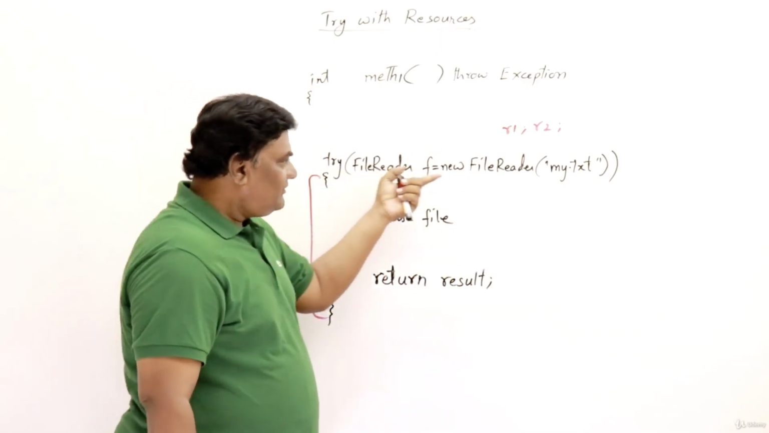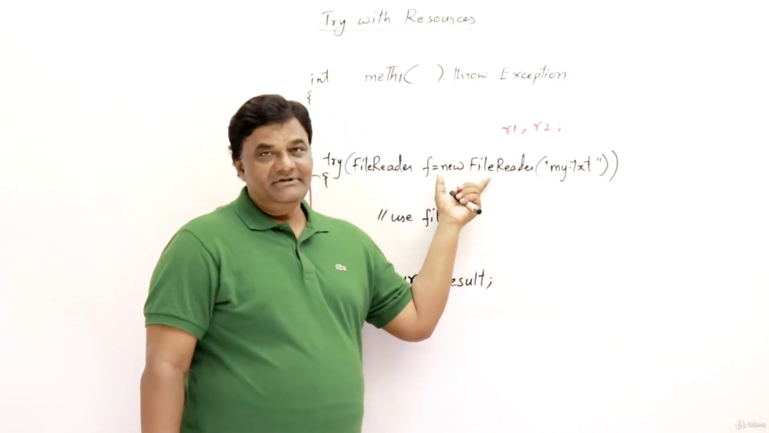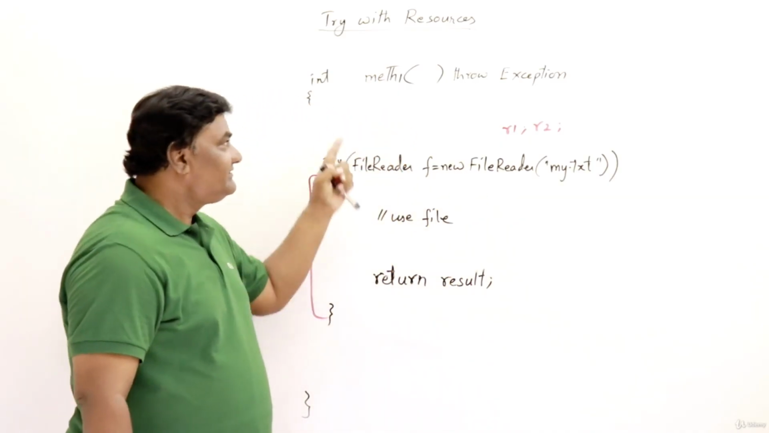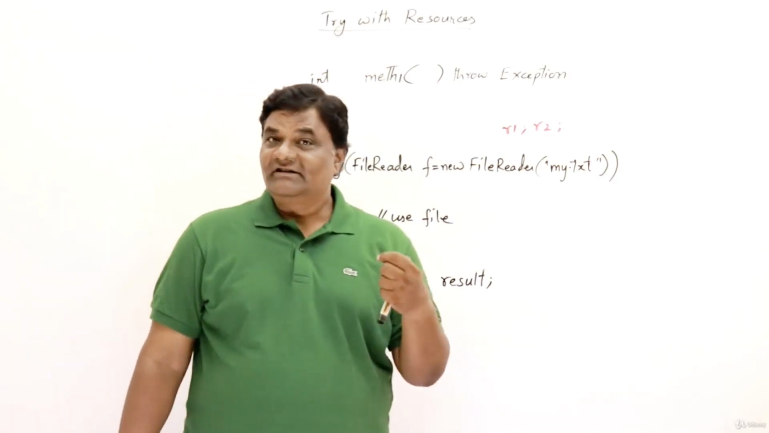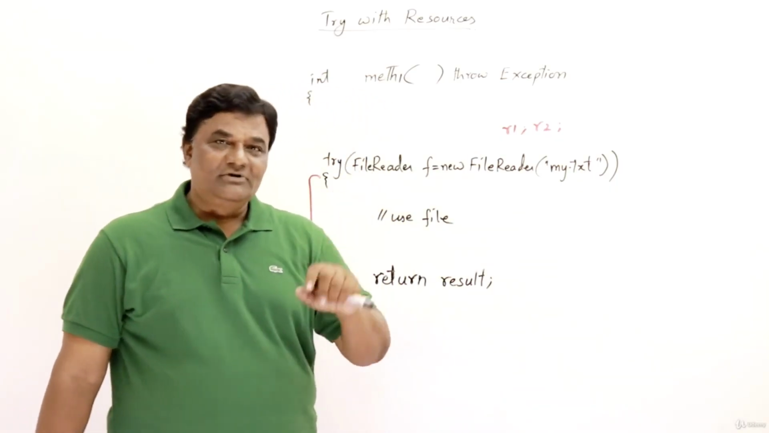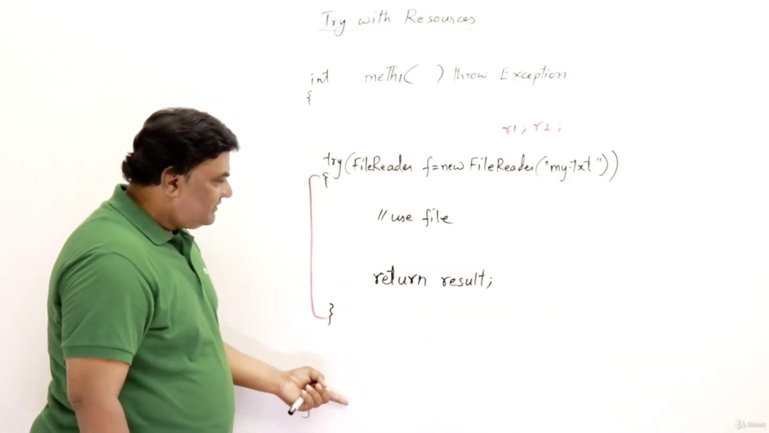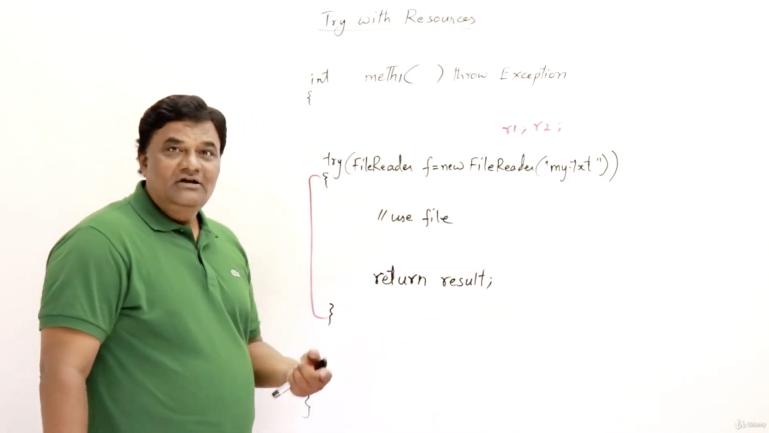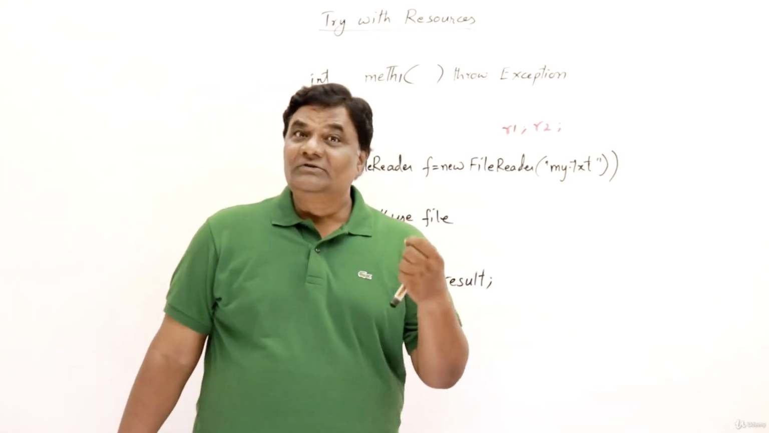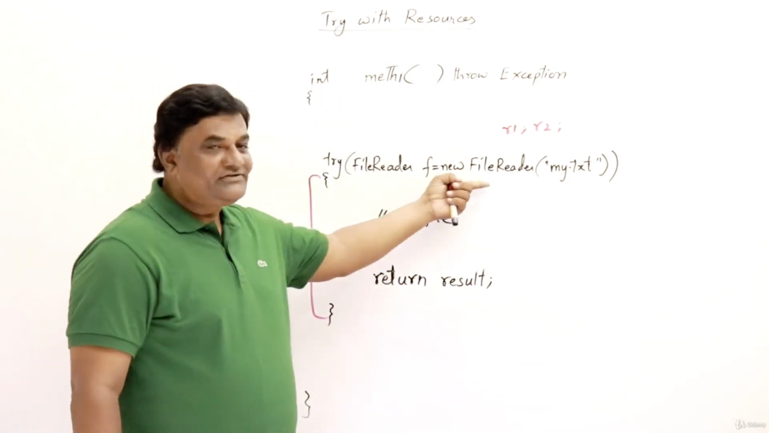Now when you are creating them along with the try itself, then automatically the resource will be closed once the method is ending. Once the method terminates, the resource will be closed automatically. Try will take the responsibility of it. So you don't have to close it, and you don't need the finally block for the cleanup process, for closing the resources. That's it. This is try with resources.